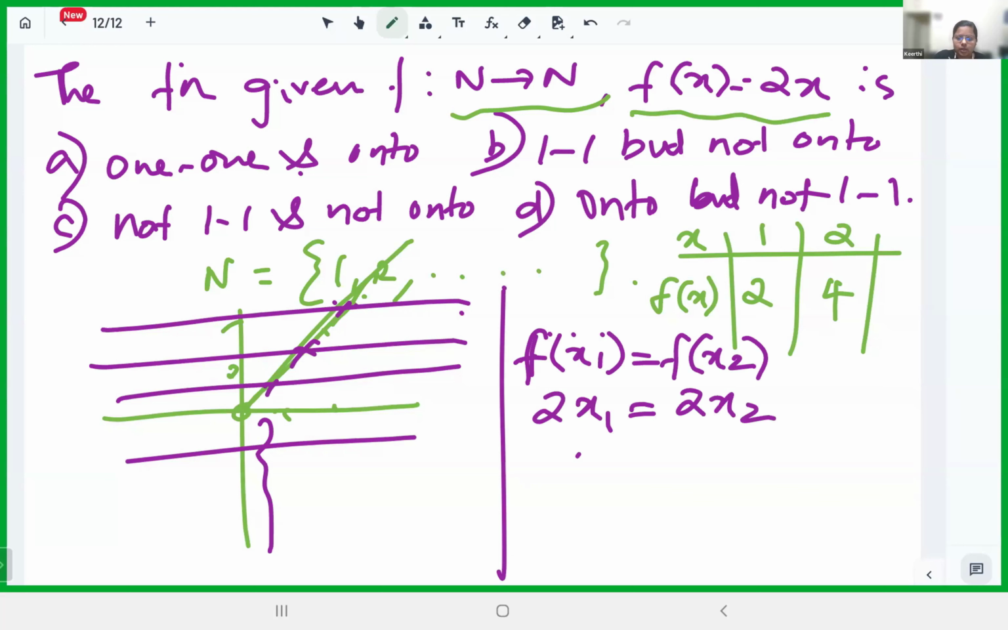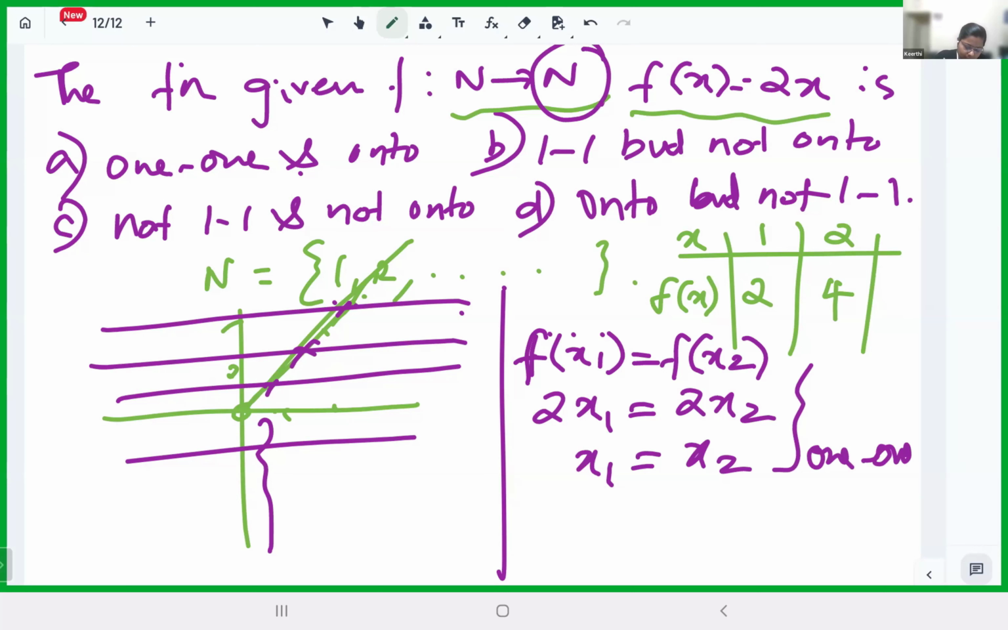Right? x1 is equal to x2. All right, so from this, what can you say? It is 1-1. It is a 1-1 function. Now, what about onto function? Onto function means all the elements in this set should have a pre-image in the first set, right?